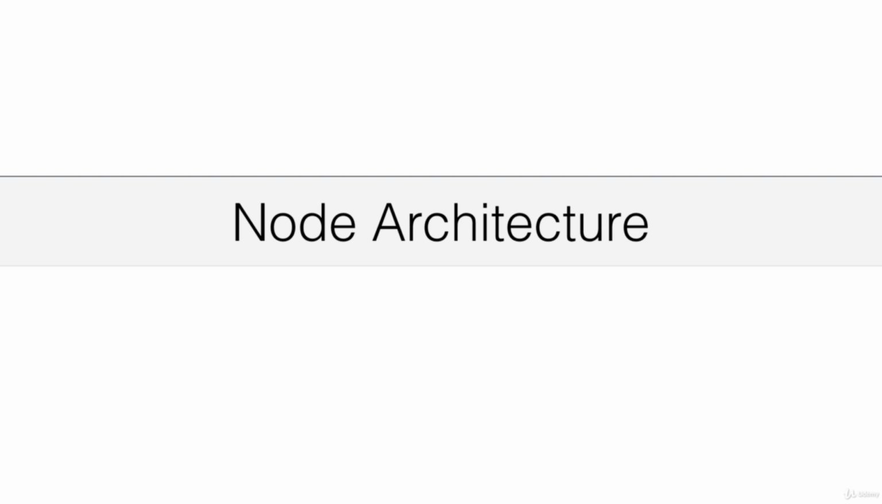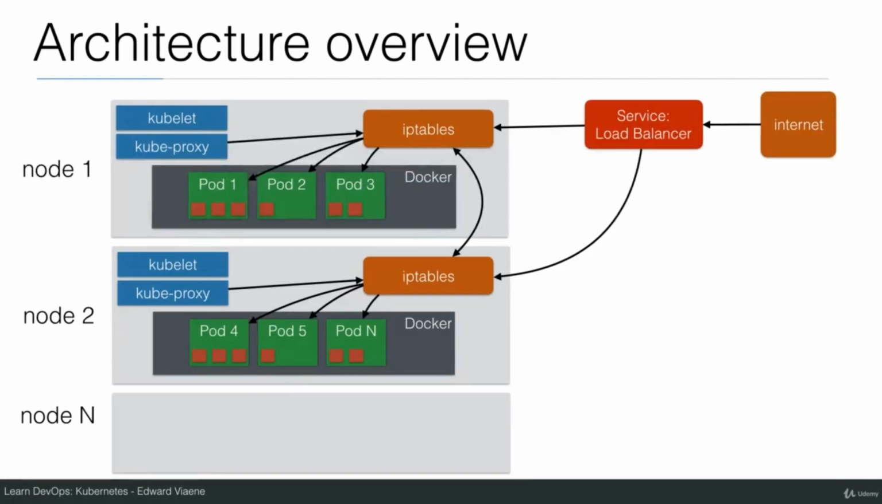I am first going to start with an architecture diagram. I'm going to give you a 10,000-foot overview of how the nodes in Kubernetes work. This is the architecture diagram and it has a lot of information. So let's start with something that you already know. In green, you can see the pods. So we have pod 1, 2, and 3 on node 1 and pod 4, 5, and n on node 2.